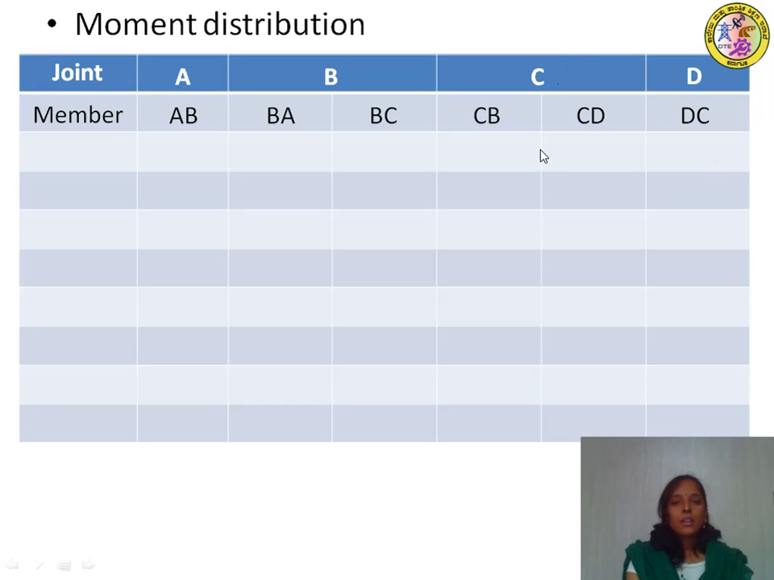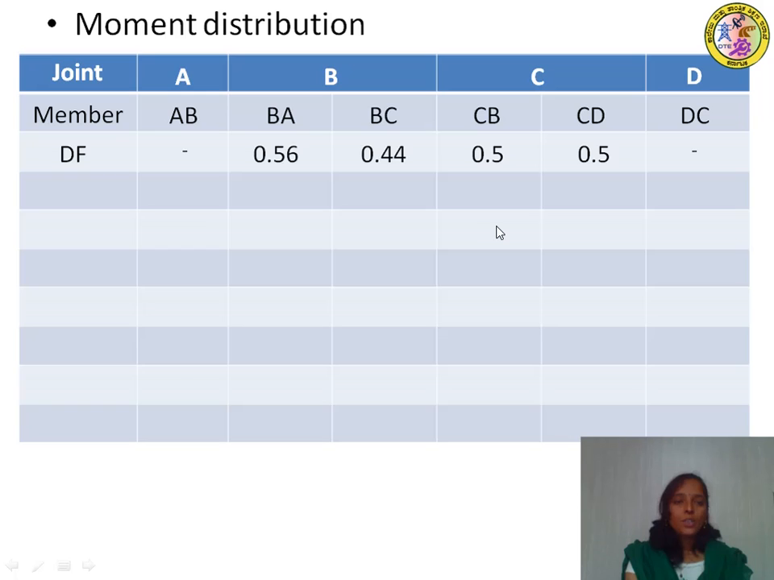In the next row we have to write the distribution factors for each member. We have distribution factors only for BA, BC and CB, CD. Therefore, we will not be writing any distribution value for AB as well as DC. So for BA it is 0.56, for BC 0.44, and then for CB it is 0.5, for CD again it is 0.5, and for DC we don't have any values.